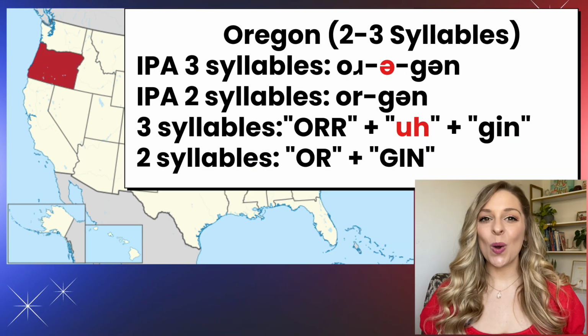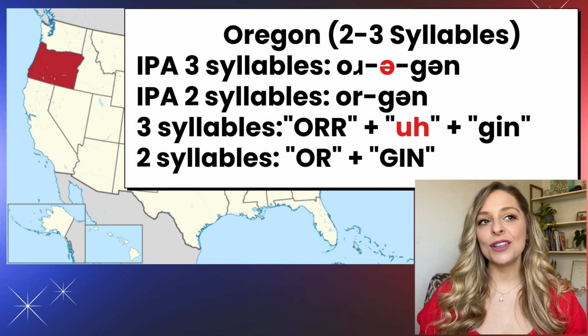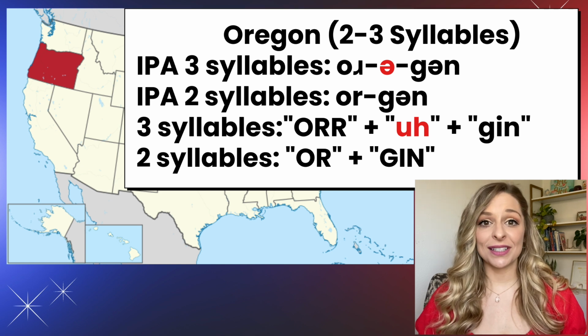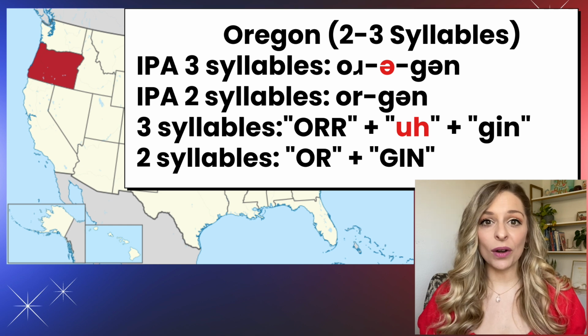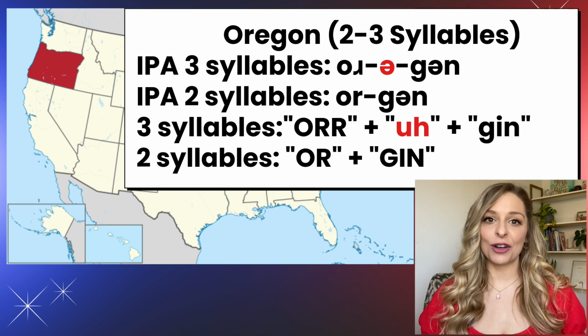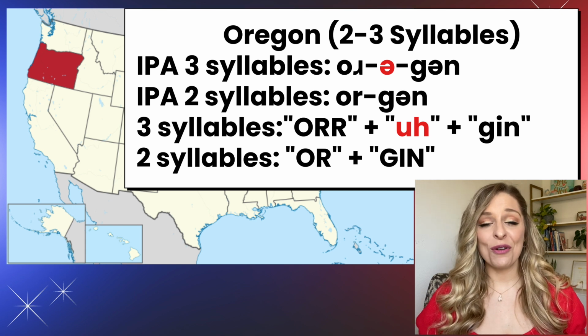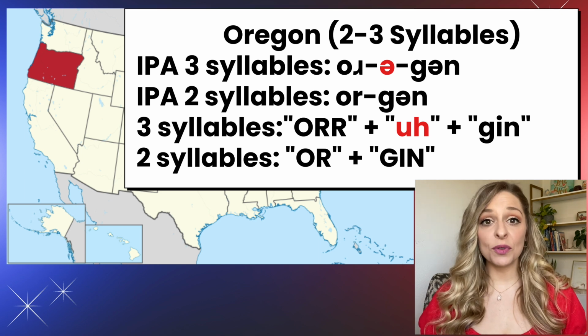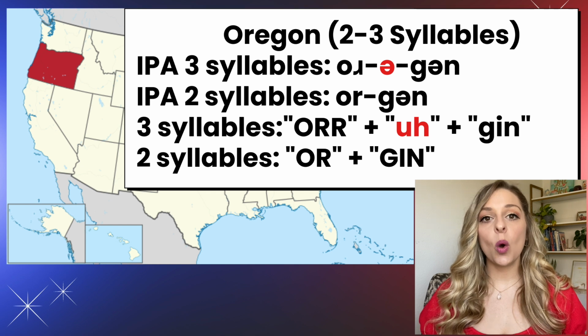Number 37, Oregon. This one again, I had to think really hard if I use two or three syllables to say this word. I even reached out to some friends and one that even lives in Oregon, and we could not come up with an agreement about if we use two or three syllables. So this is a choose your own adventure. If you want to say it with three syllables, you are going to really hold that E, which actually makes a schwa sound. You're just gonna hold it a little bit longer.